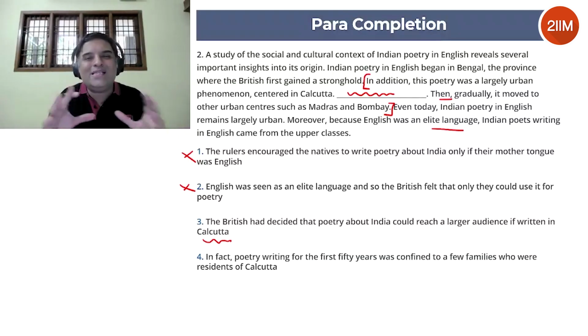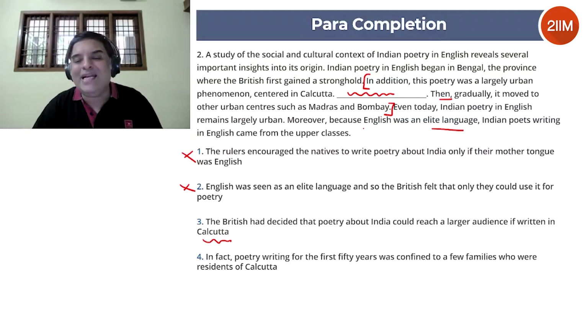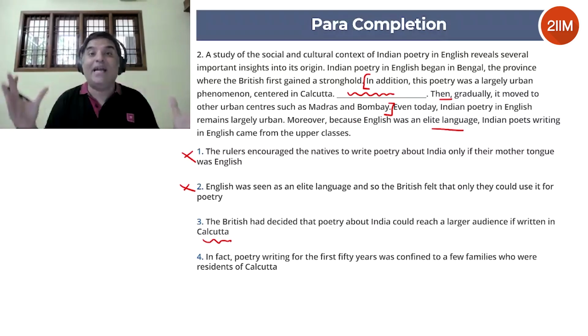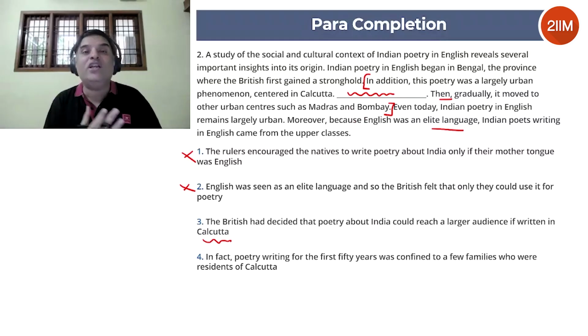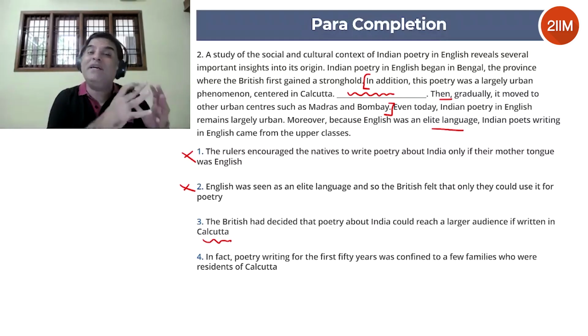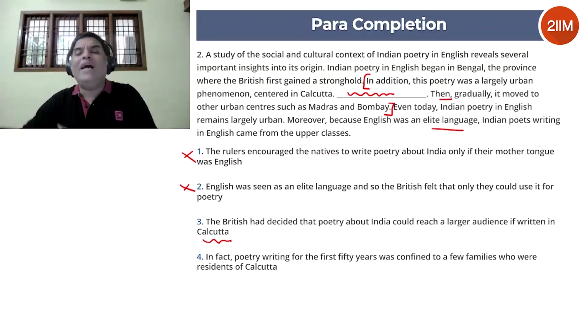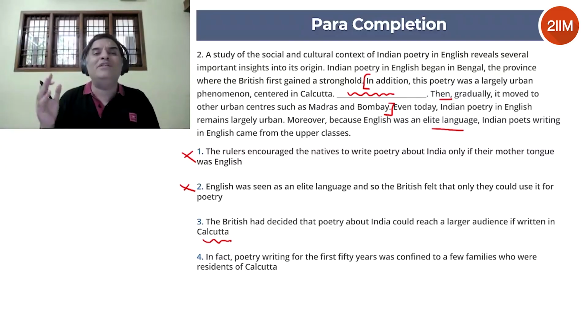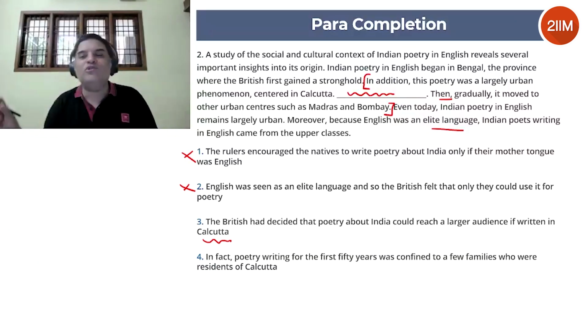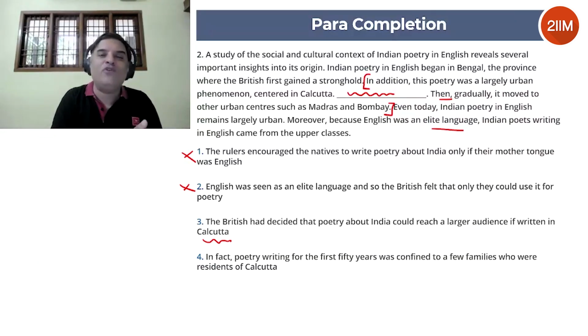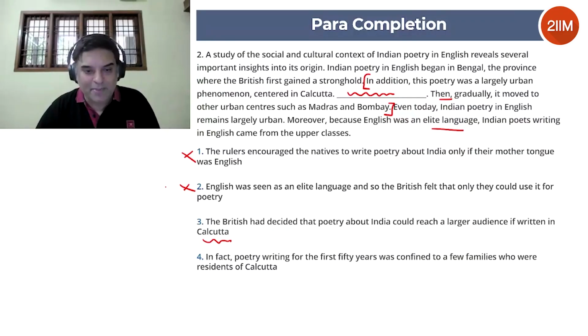The flow doesn't seem to be okay. The preceding sentence and the blank seem to be fine. But saying that the British had decided that poetry could reach a larger audience if written in Calcutta means the British were focusing on Calcutta. So if the British were focusing on Calcutta, then why is the next sentence talking about moving to other urban centers? The flow seems to be abrupt. Always look at the flow. The paragraph has to flow smoothly, right? So if the British were focusing on Calcutta, then why did it move? Seems abrupt. I'll park it because it has Calcutta, but let's look at 4.